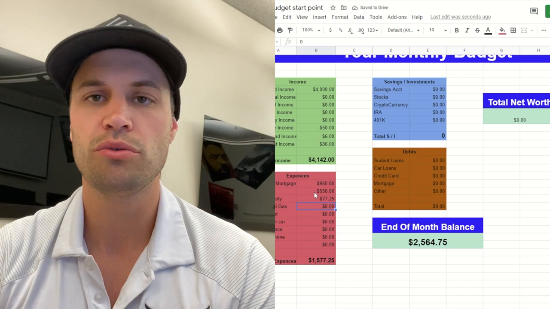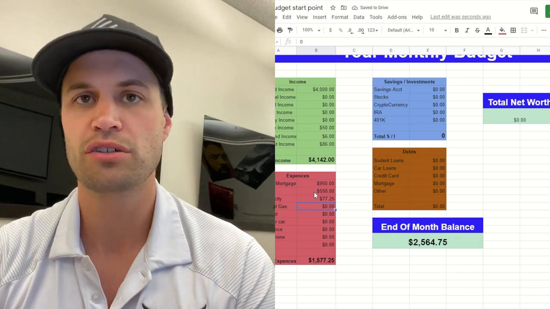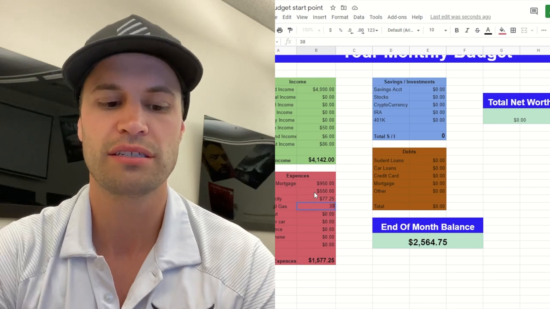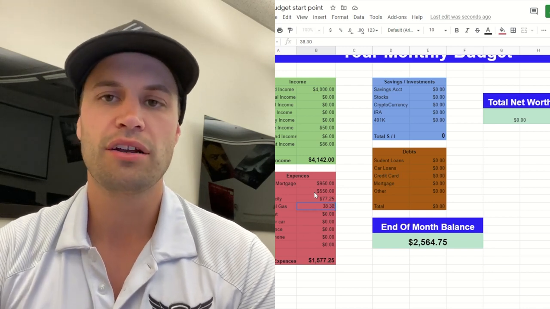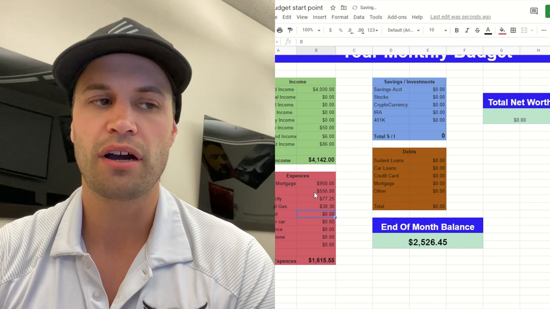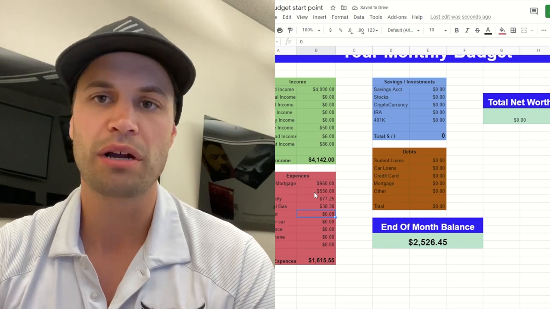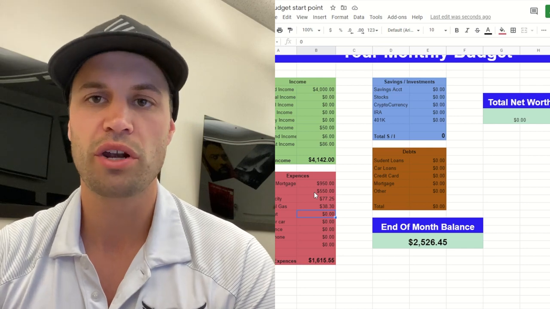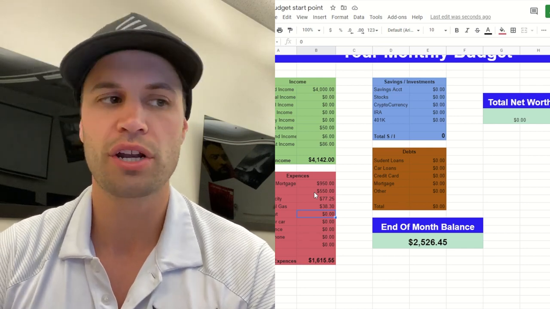Depends on what appliances you use and if they're natural gas or if they're electric. So natural gas, we're spending about $38.30 a month. Here in Utah, I've got my water heater, my furnace, and my stove that all run off of natural gas. But that differs in the summer versus the winter, so we just average it out to that $38.30.